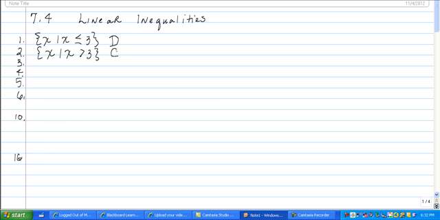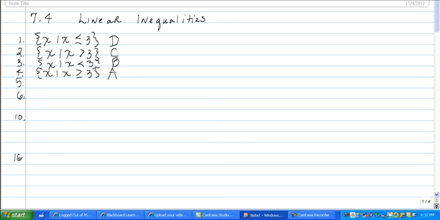Okay, number 3, the set of all x such that x is less than 3. If we look at the first graph, it's greater than 3 and it includes 3. Less than 3, actually, graph B is correct. Alright, moving on to number 4, the set of all x such that x is greater than or equal to 3. The very first graph includes the 3 and is greater than, so that would be correct.